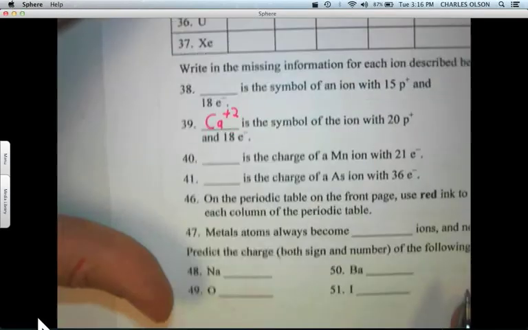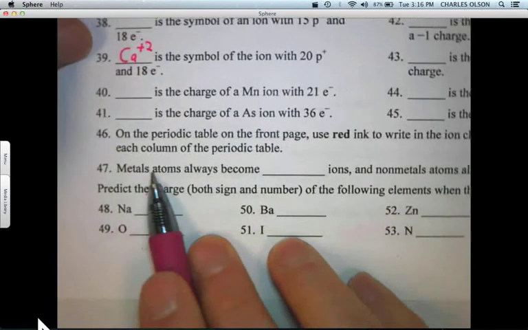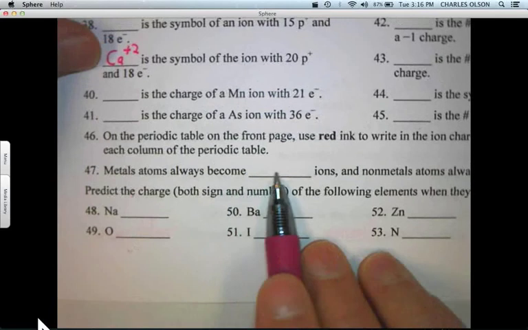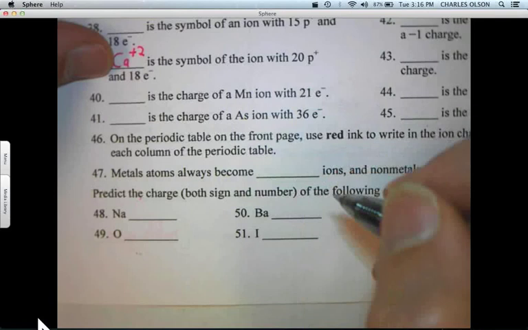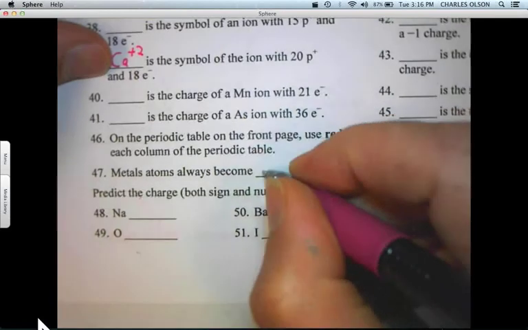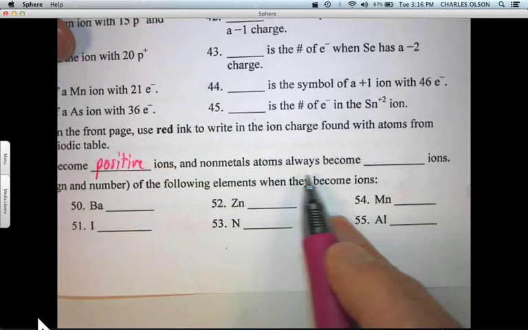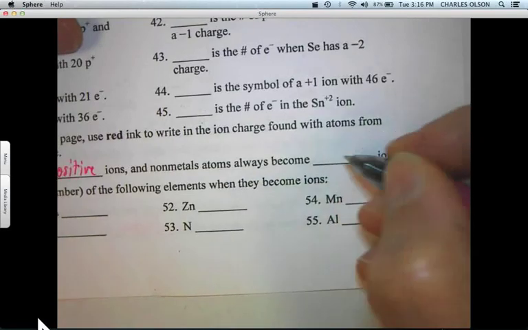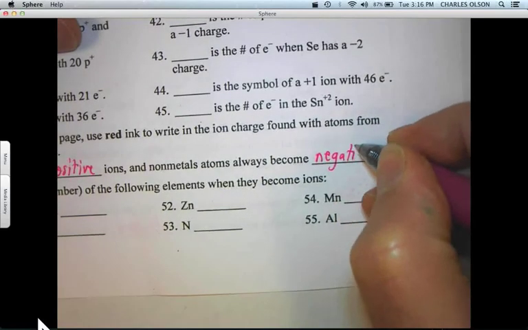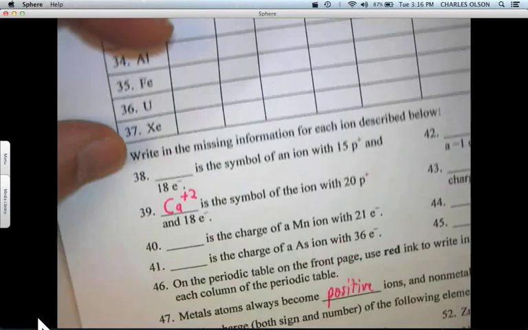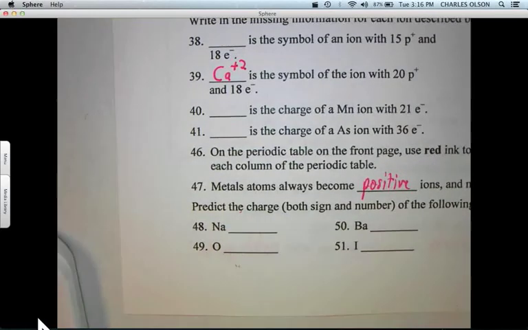Okay, and let's answer number 47. Metal atoms, you'll note they are always losing electrons, so they become positive ions or cations. So positive ions, also known as cations. Nonmetals, since they gain electrons, they always become negative ions, also known as anions. Negative ions. And finally, let's predict the charge of sodium.